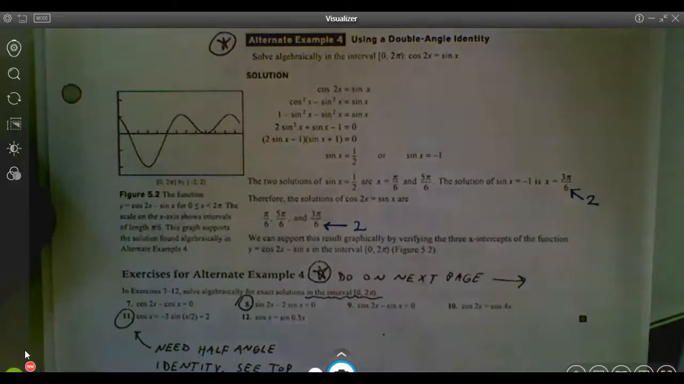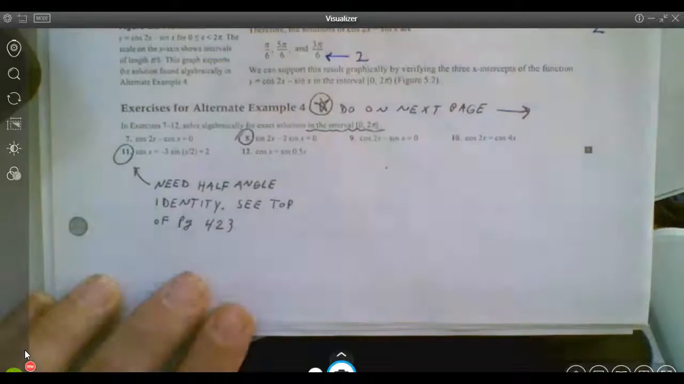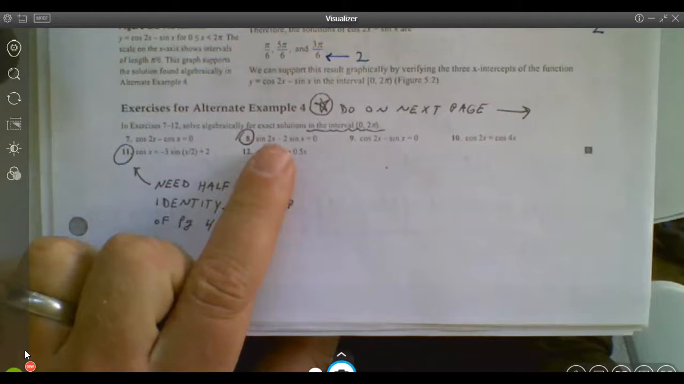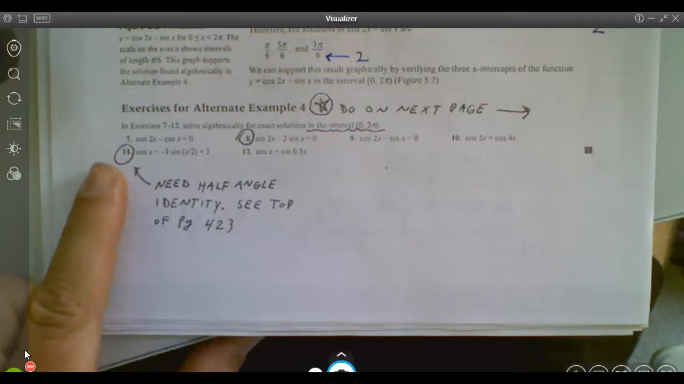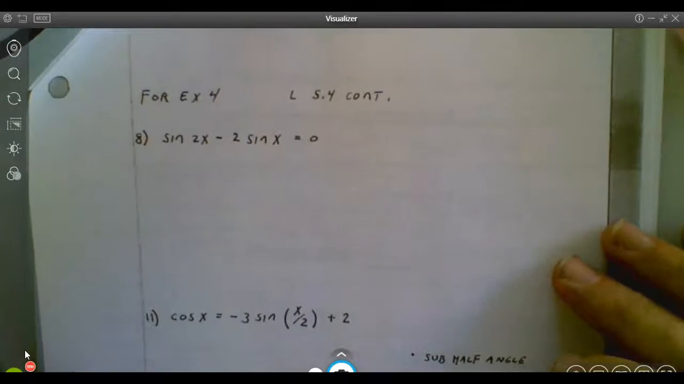All right, so let's jump down to a couple of these. So 2 things I want to show you. We're going to do number 8, which is going to be similar to what we just did. Then I will show you number 11 because I wanted to introduce you to a half angle identity. So we haven't talked about those yet, so we'll get to that one on number 11. I already have those set up for us on this next page.